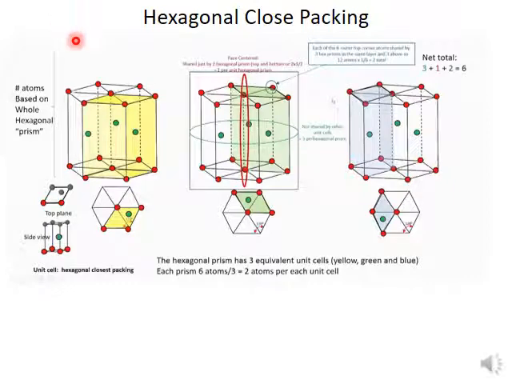To describe the hexagonal close packing, there are two unit cells which you can identify. You can have this super unit cell which consists of this whole hexagon, or you can identify three different unit cells within. These unit cells are marked in yellow, green, and blue. Each of these unit cells contains two lattice points. So in general, this whole big hexagonal unit cell will contain six lattice points.